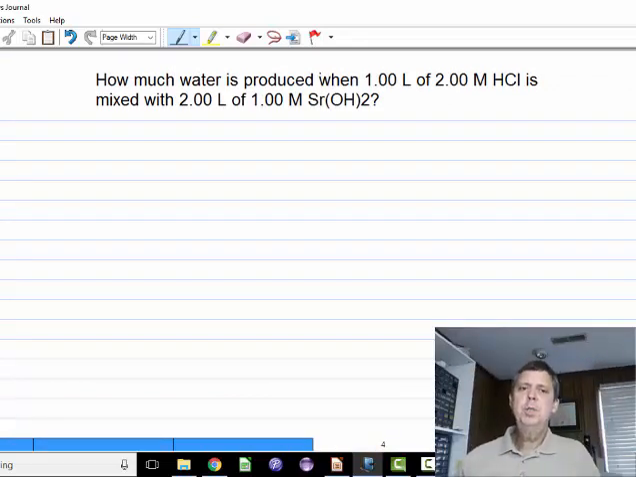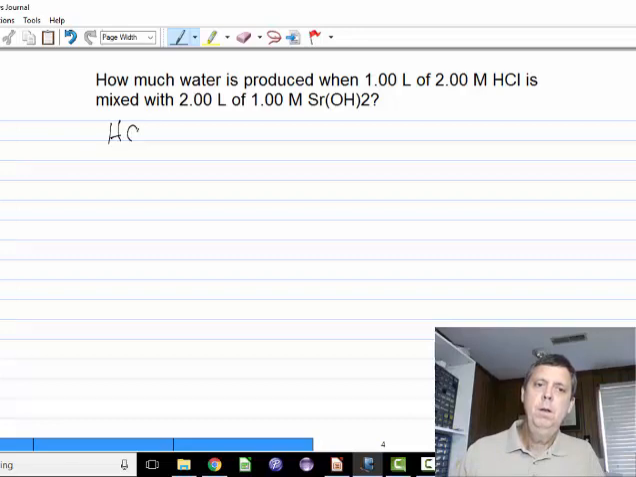And one quick problem to show you with stoichiometry, just to incorporate this with everything else we've covered. How much water is produced when 1 liter of a 2 molar HCl solution is mixed with 2 liters of a 1 molar strontium hydroxide solution? Sorry, this application doesn't like to do subscripts. So, like with any reaction, let's write down our balanced equation first. HCl plus strontium hydroxide.